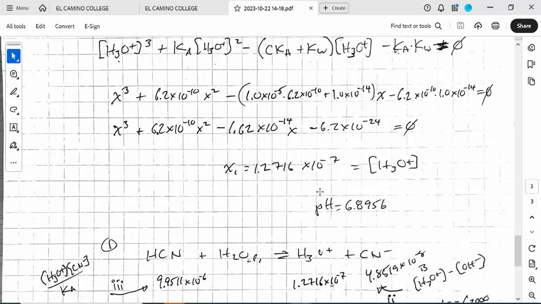But anyway, we come up with an answer here. Even though there are a lot of steps here, you don't have to do this for full credit. And the pH comes out to 6.8956. So it's like water. And so the equilibrium concentrations here we can plug in.